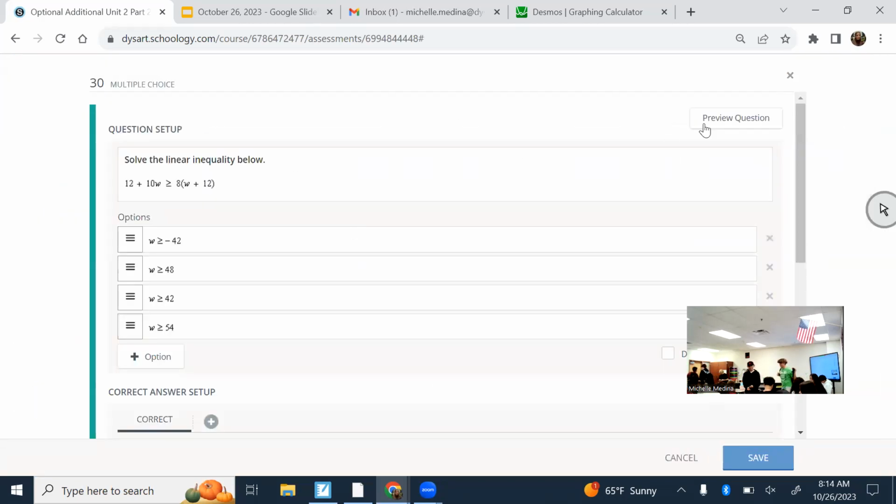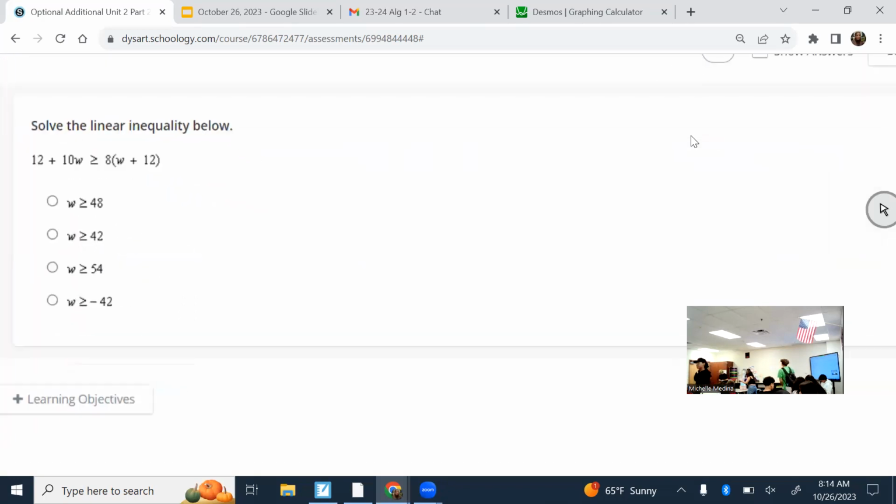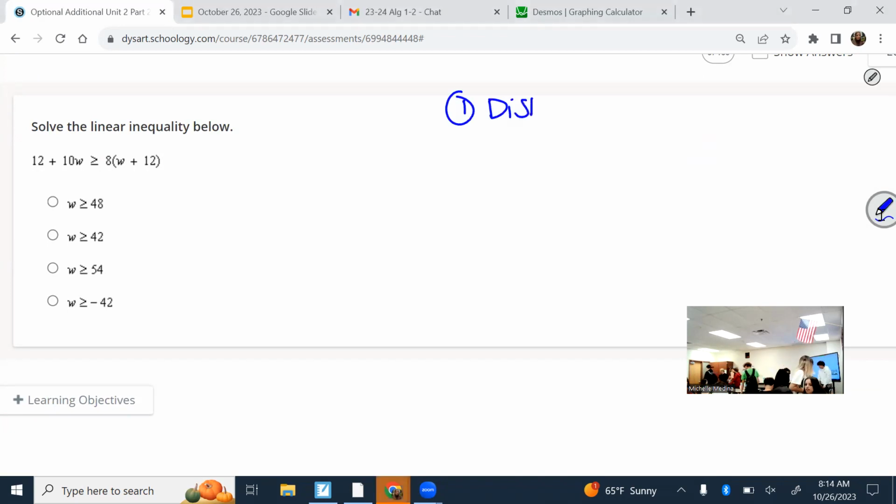Okay, and I can write you a pass if I need to, but when you are solving inequalities, you want to get the variable alone, just like an equation. So you follow those same steps. And step 1 would be to distribute first if necessary. Can you distribute in this one? So when you distribute, you get 8W, and I forget what 8 times 12 is.